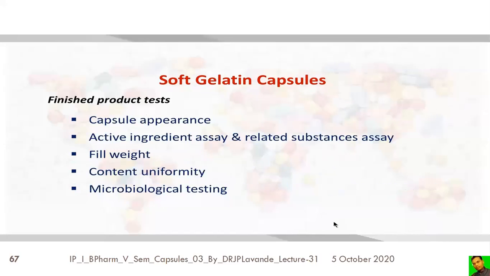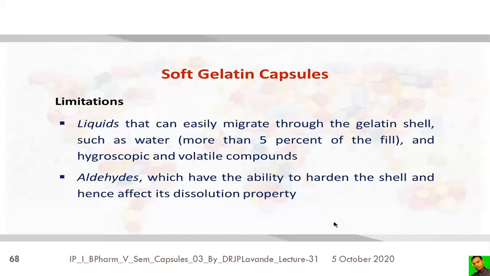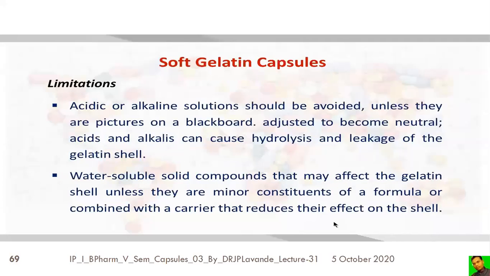Some of the finished product tests are capsule appearance, active ingredient assay, and related substance assay, along with fill weight, content uniformity, and microbiological testing. Now the limitations of soft gel capsules: liquids that can easily migrate through the gelatin shell, such as water more than 5% of the fill, and hygroscopic and volatile compounds, are problematic. Aldehydes have the ability to harden the shell, and hence they affect the dissolution properties. So these are the limitations.